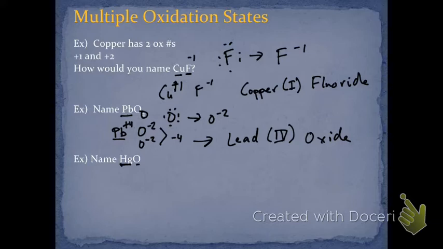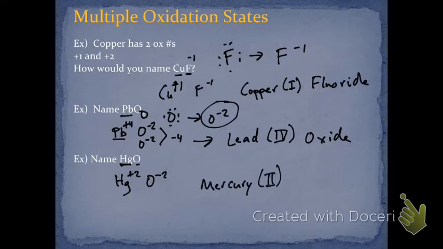All right, let's take a look at this oxygen. We know oxygen from before is a negative 2, so O minus 2. There's going to be 1 mercury, so that has to be a plus 2. So it's going to be mercury 2 oxide.